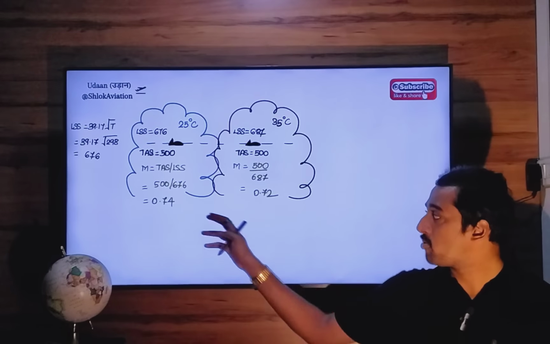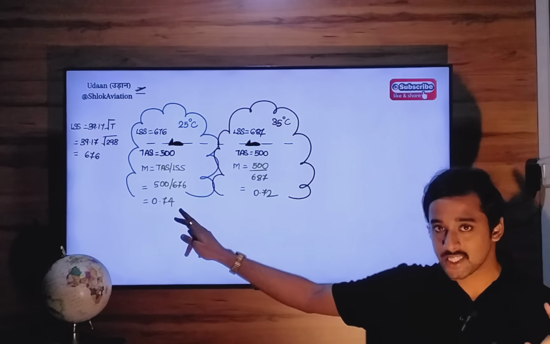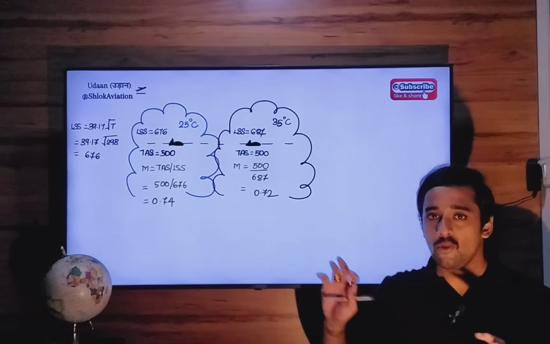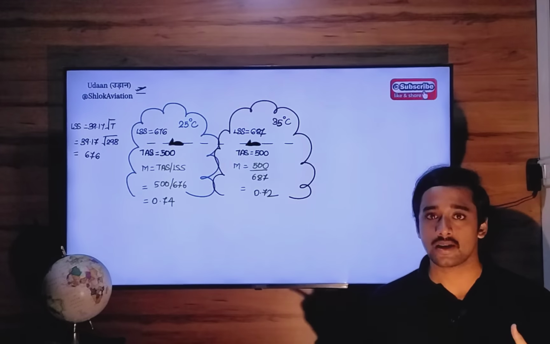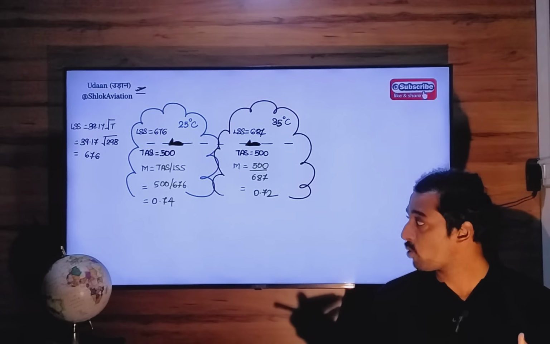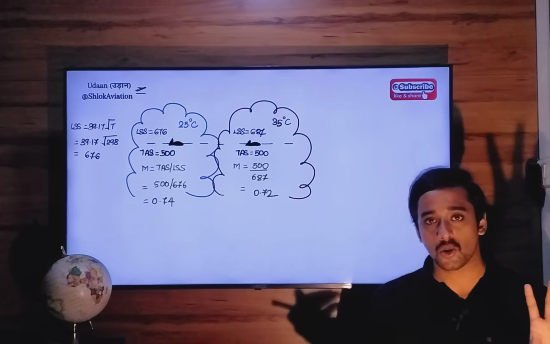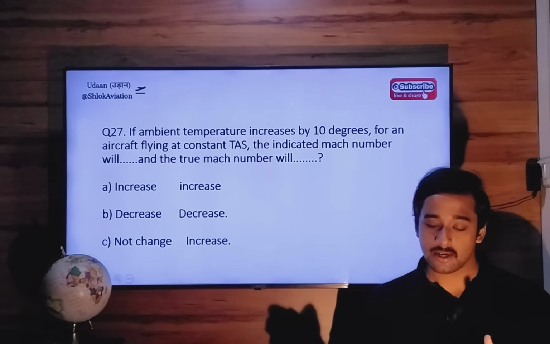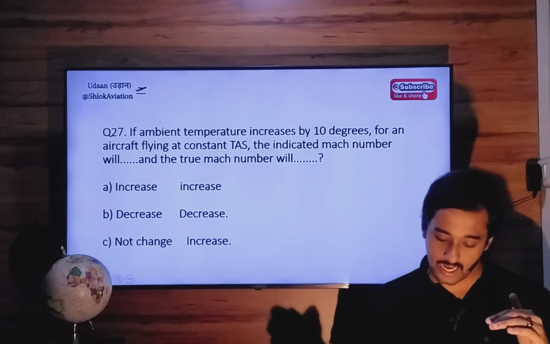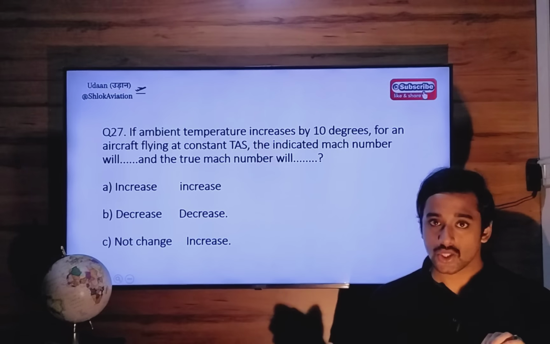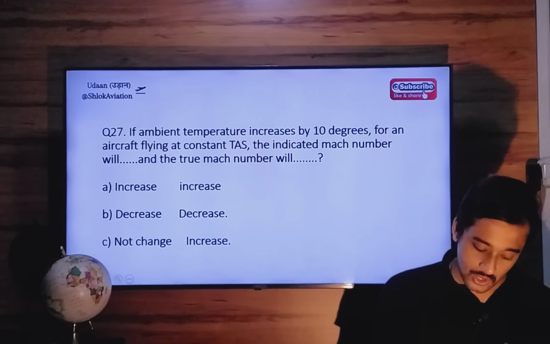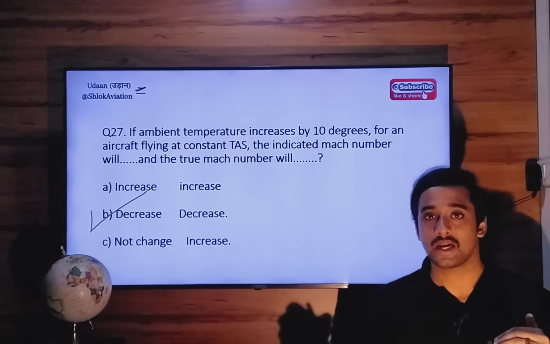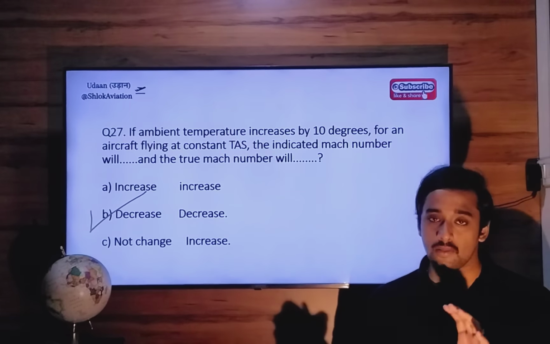So now what has happened? Your Mach number has decreased from 0.74 to a lower value of 0.72, 0.73. More or less the same, but still it has decreased by 0.01. So the correct answer is: if temperature increases, it becomes warmer, for aircraft flying at constant TAS, your indicated Mach number will decrease and true Mach number will also decrease. So your instrument will show you a decrease in value, and the decrease shown to you will be the correct indication.